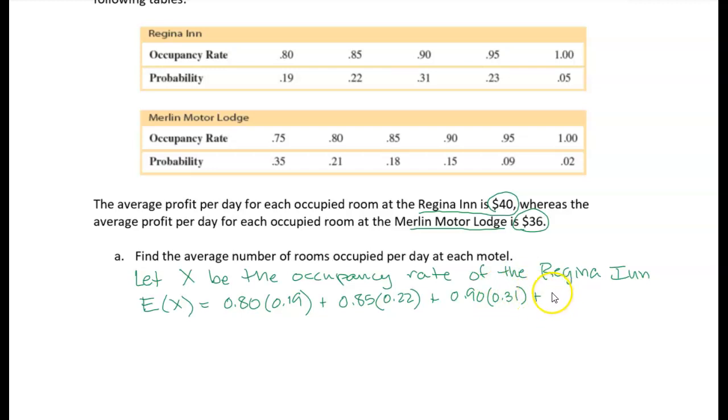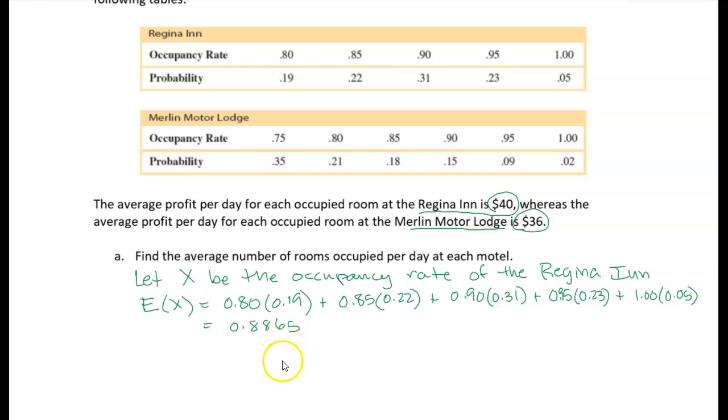And then a 0.95 occupancy rate occurs 0.23, so 23% of the time. And we have 100% occupancy only 5% of the time, 0.05. All right, so that'll give us our expected value. If I put that in my calculator, I get 0.8865. So that is the expected occupancy rate. That's saying on average, 88.65% of the rooms are occupied at any given time.